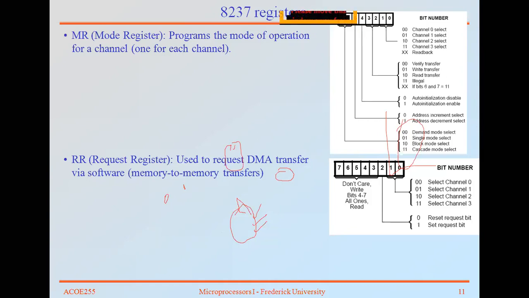Similarly, the request register. You see here, this is also an 8-bit command word. The first 2 bits are the channel selection, just like in the mode register, and then the next bit. The third bit to the 7th bit are don't cares, and these are not used here. If it is 00, channel 0, just like in the mode register. If the request bit is 0, it resets the request bit, and if it is 1, it sets the request bit.